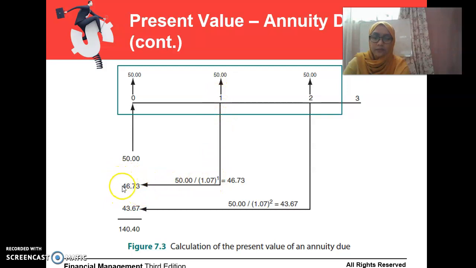This one, present value. Second year, the present value is 43.67.